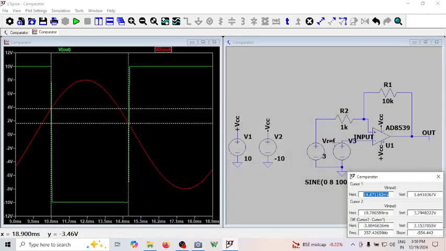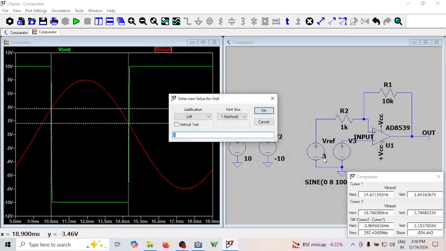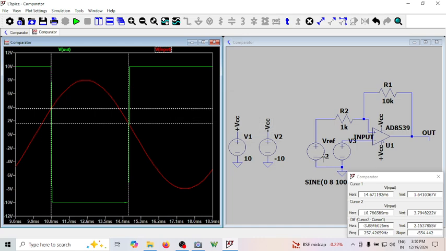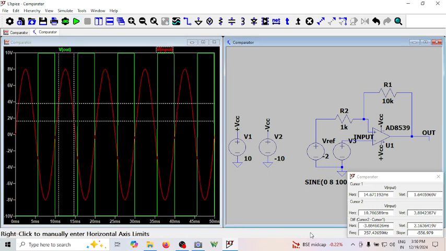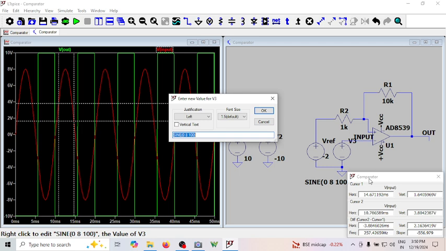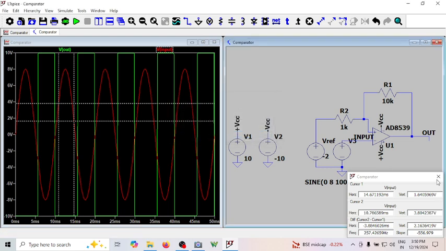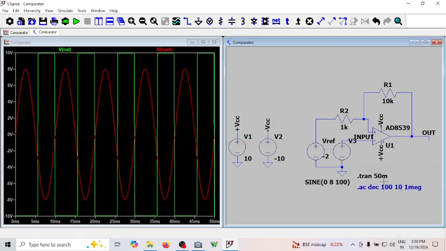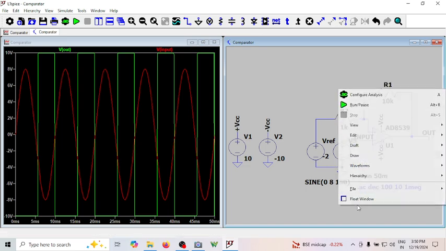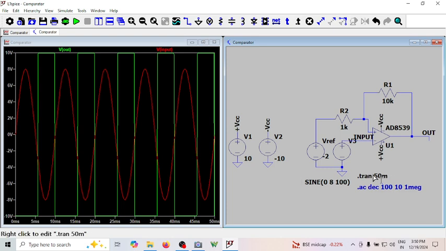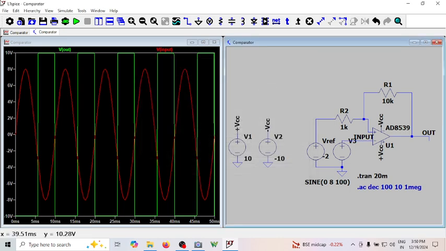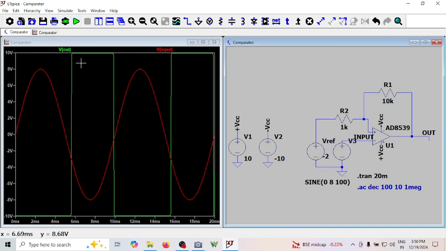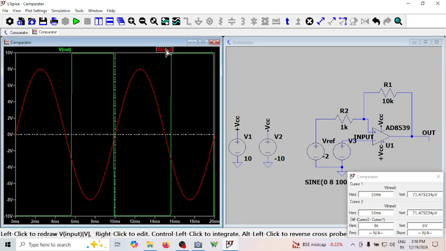Suppose if I make this minus 2 volts, and if I run again, the transitions will happen. The time response, instead of zooming, what you can do is you can see only one cycle. How do I see only one cycle? Make this time period maybe 20 milliseconds. You'll see only 2 cycles.